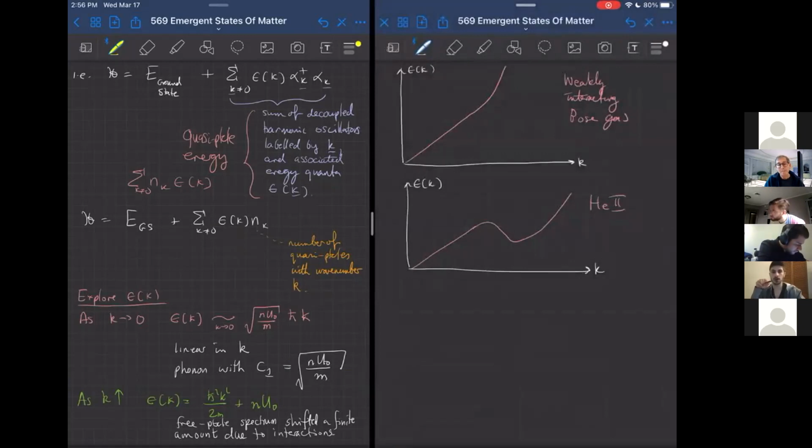I guess I was wondering more, like we've constructed the alpha operators in terms of the A operators. Can we relate the quasi-particles to the fundamental particles? Or like the thing about the spectrum being the free particle spectrum for large K, does that mean quasi-particles basically become free particles for large K?